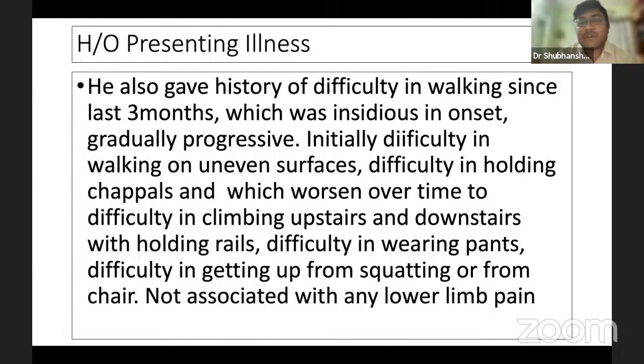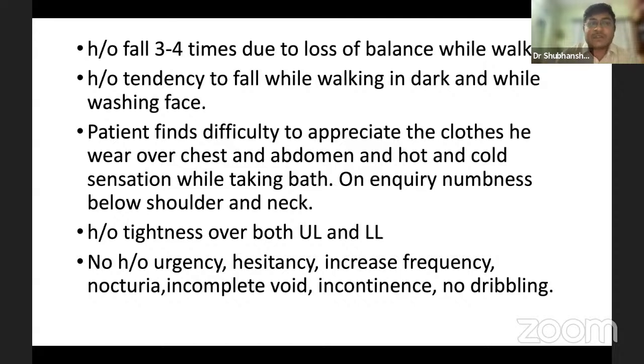We also have a history of difficulty in walking since the last 3 months, which was insidious in onset, gradually progressive. Initially, difficulty in walking on uneven surfaces, difficulty in holding chappals, which worsened over time to difficulty in climbing upstairs and downstairs while holding rails, difficulty in wearing pants, difficulty in getting up from squatting or from a chair. It is also not associated with any lower limb pain. There is a history of fall 3 to 4.